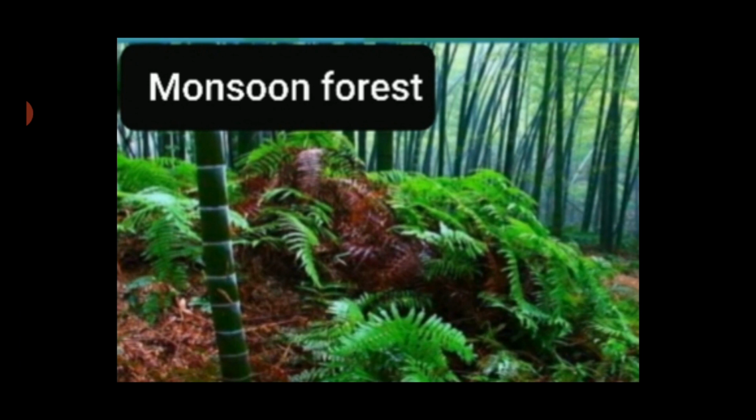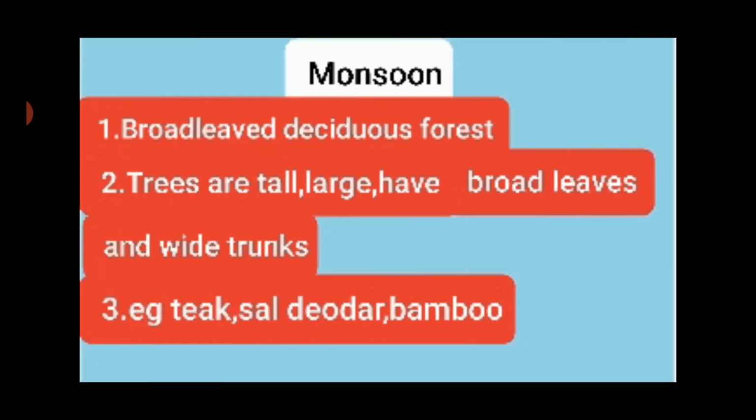Monsoon forest. This type of forest is found in the monsoon region. They have broad-leaf deciduous forest. That means a distinct leaf-shedding period before the dry season begins. The trees are tall and large, and they have broad leaves and wide trunks. The examples are teak, sal, deodar and bamboo.